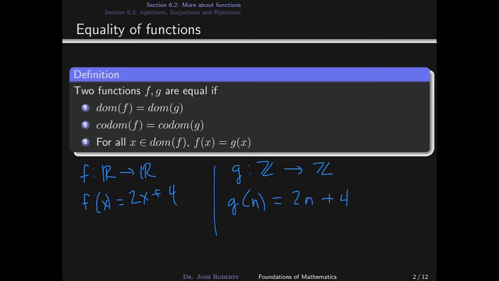Now, even though the way you would evaluate these functions is the same, you just take an element from the domain, multiply it by 2 and add 4. For g, you take an element out of the domain, multiply by 2 and add 4. Since these functions have different domains and different codomains, they can't be considered equal. So whenever you're trying to decide if functions are equal, check if the domains are the same, the codomains are the same, and they both evaluate to the same thing on arbitrary points in the domain.